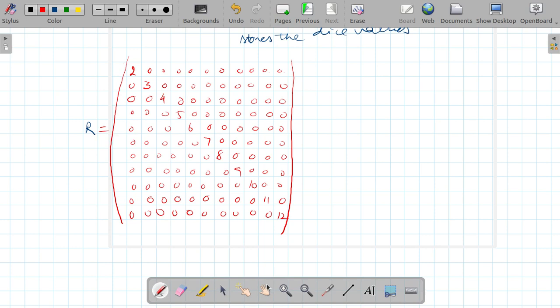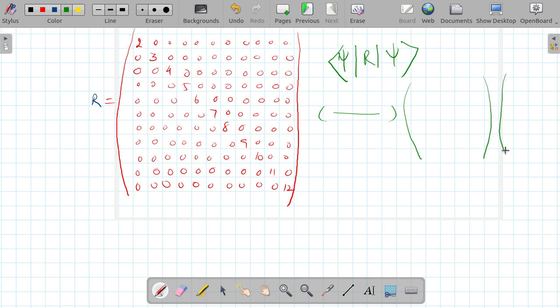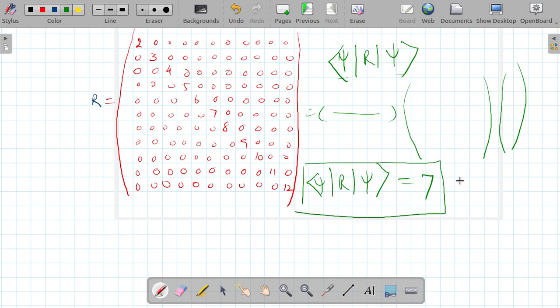So let us do one thing. A very interesting result will emerge then. Let's take psi R psi, and if I try to solve it, this is basically a row matrix, a square matrix, and a column matrix. If I put in their values, then after doing a little algebra, the result comes out to be 7. Right? So let me call it equation number 1.